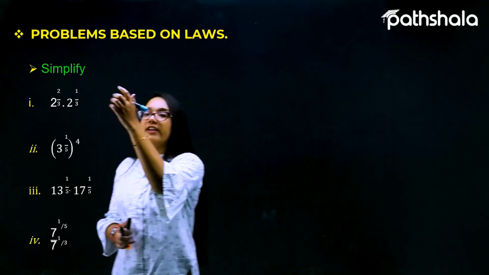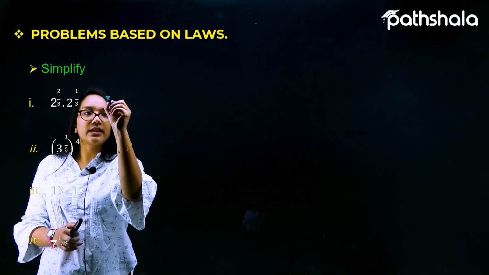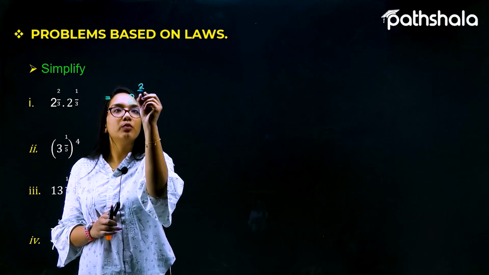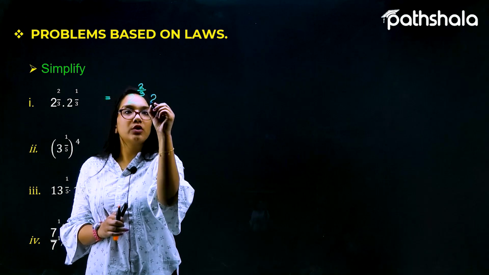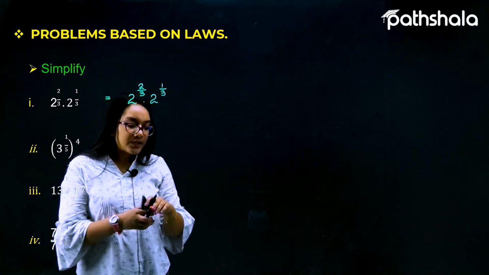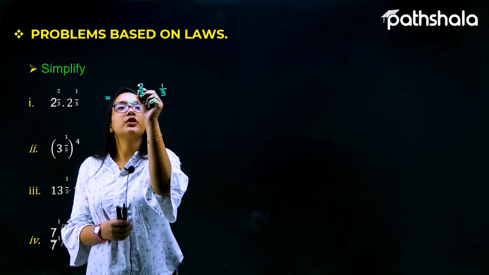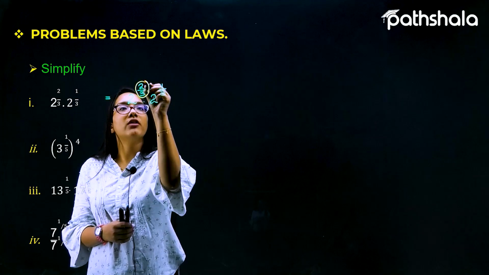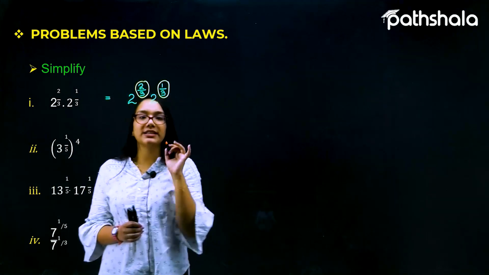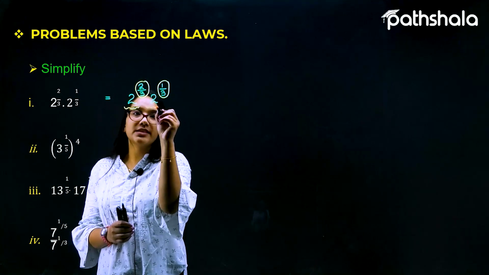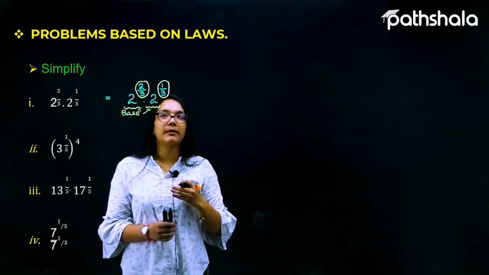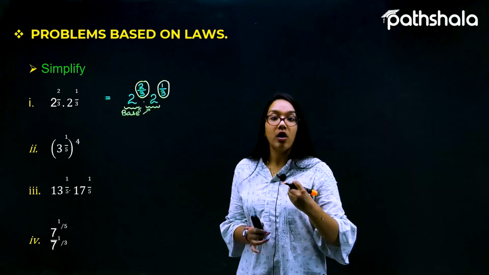Let us take the very first part. It is 2 raised to the power 2 by 3 and 2 raised to the power 1 by 3. As we know, the powers over here are nothing but rational numbers, and we have the same base. This is our base, and both of the bases are the same. Whenever both of the bases are the same and they have different powers, then we have a law which says that.